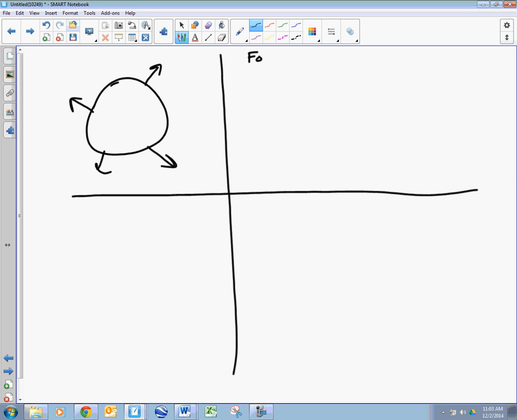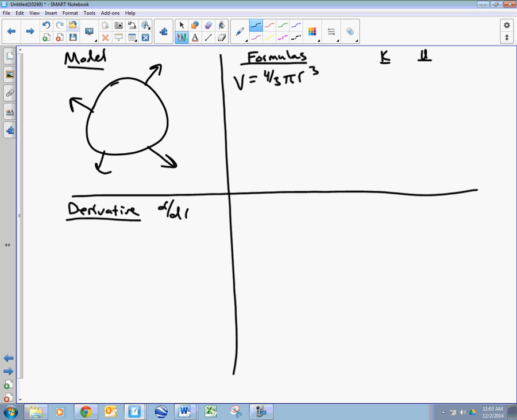So in this box, I like to put formulas. I also like to put knowns and unknowns. So the formula is volume is equal to 4/3 times pi r cubed. This one I like to model the problem. On this one, I like to take the derivative with respect to time. And this one I like to solve.